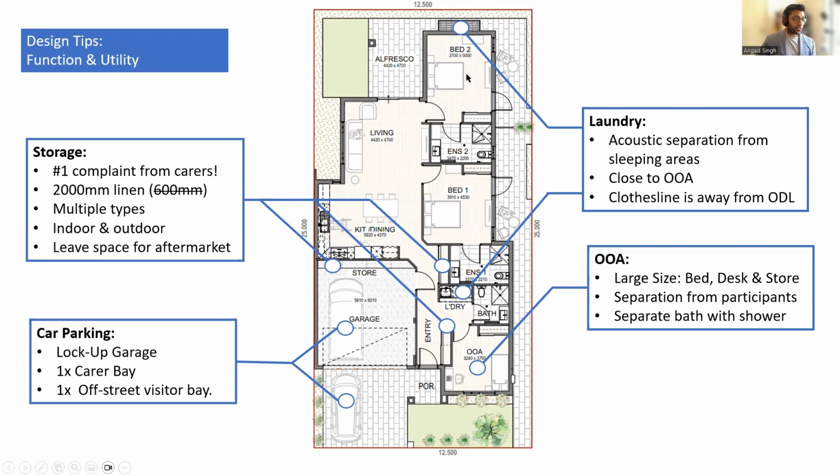And then the clothesline, which is up here at the back. Now, the clothesline really, remember, in order to maintain the dignity of the participants, you just don't want their clothes on show. So try to keep it tucked away so that when people are enjoying some sunshine in the alfresco, it's not directly in their line of sight. So just do the best that you can to provide some separation there.